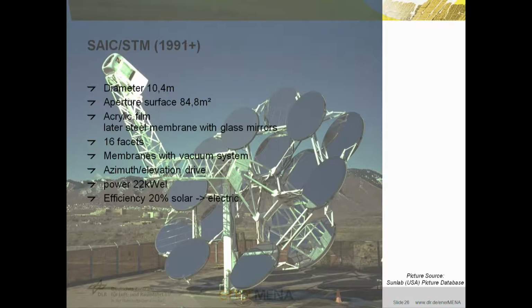It has a diameter of 10.4 meters, an aperture surface of 84 square meters. At the beginning, they were using stretched membrane concentrator facets using an acrylic film. Later, this acrylic film was replaced by steel membranes with glass mirrors glued on the front side. It has 16 facets. Each facet is a stretch membrane facet that has a vacuum system. The vacuum inside these facets defines the concentration of each facet. The drive system is azimuth elevation. We have a rated power of 22 kilowatts electric and a solar to electric conversion efficiency of about 20%.